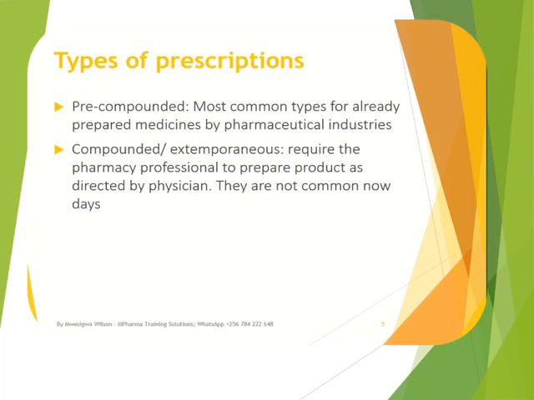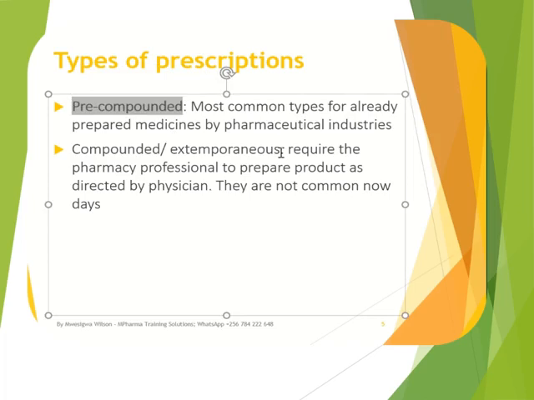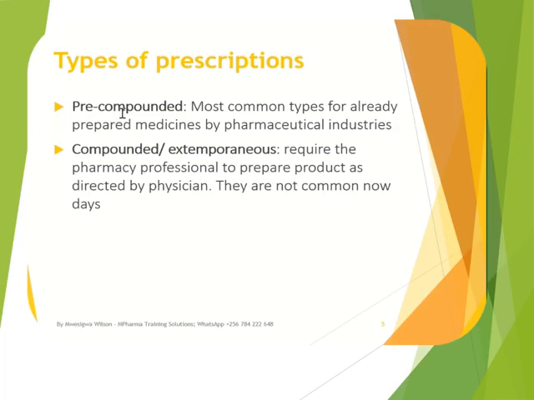So there are two types of prescriptions. We have the pre-compounded and compounded. Now, the word compounding means prepared. So it means that I have pre-prepared medication and also those which require to be prepared. Most of the drugs that we shall be dispensing in the pharmacies will already be prepared by the pharmaceutical industry. So prescriptions that require you to just issue those medications will be called pre-compounded medication.